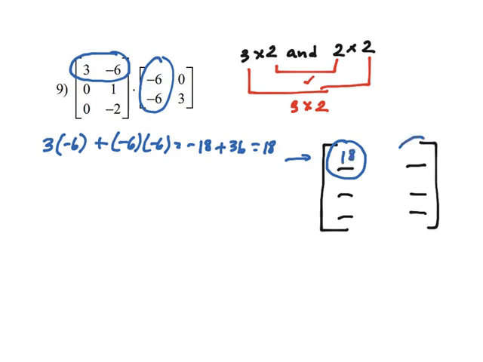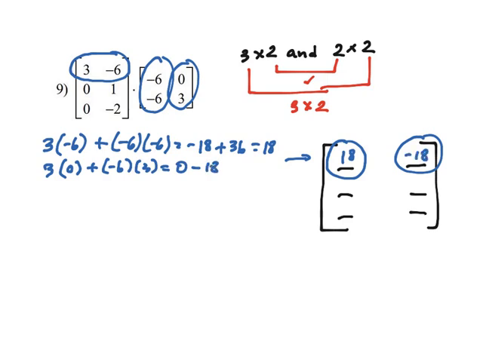Let's take care of this number right here. How do I get that? I do first row and second column. So the first numbers of both of those, the row and the column, is 3 times 0 plus negative 6 times 3. So that equals 0 minus 18, so that is negative 18. Now, I'm done with the first row completely. I'm moving on to the second row.